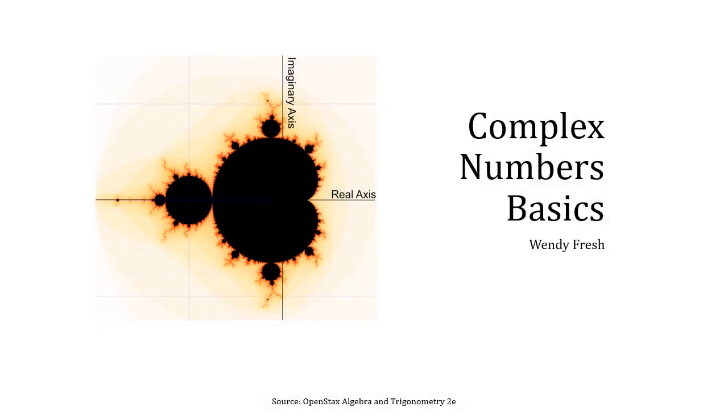Discovered by Benoit Mandelbrot around 1980, the Mandelbrot set that is shown in this image is one of the most recognizable fractal images. However, in order to understand the equation that generates this image, a new set of numbers is needed, and that set of numbers are called the complex numbers and are what we're going to talk about in this video.